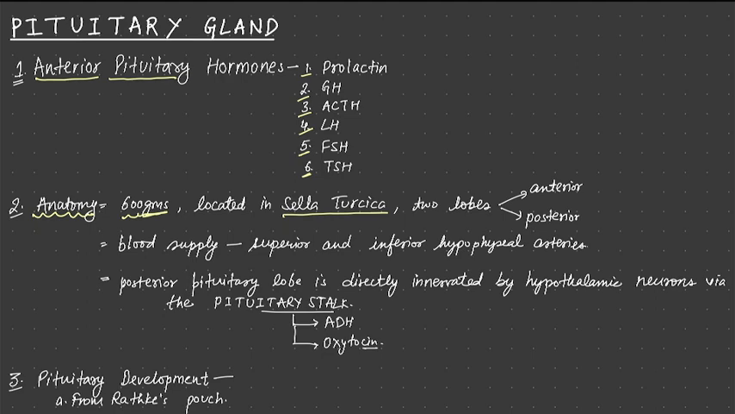Six hormones we need to remember: prolactin, growth hormone, adrenocorticotropic hormone, luteinizing hormone, follicular stimulating hormone, and thyroid stimulating hormone. Six hormones.